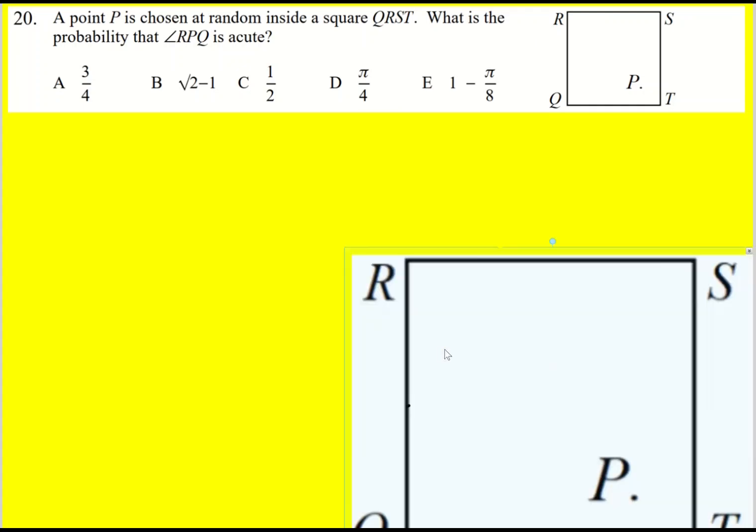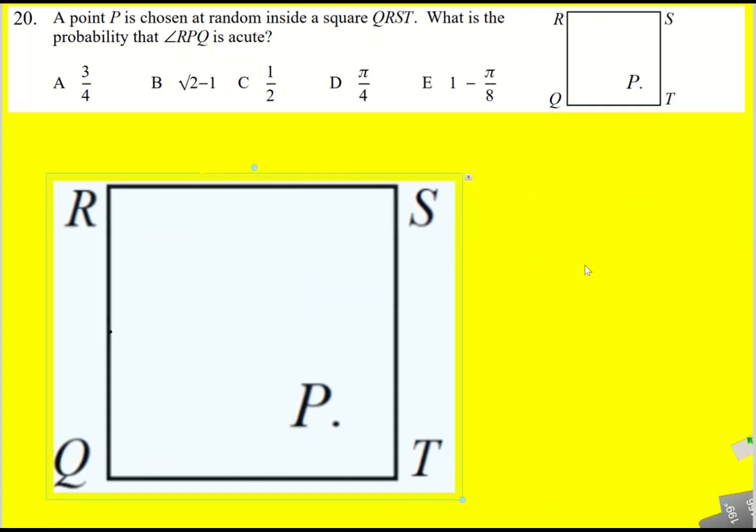Interesting question here. Point P is chosen at random inside a square, could be anywhere inside. What's the probability that RPQ is acute? So I think a good idea is to just try using some values of P, putting P in different places.